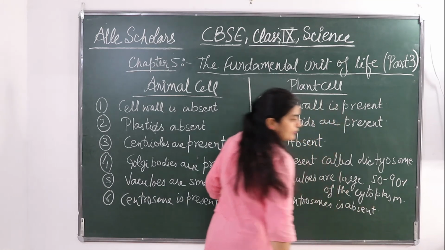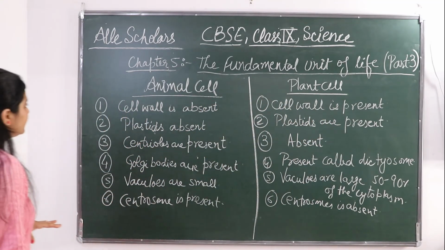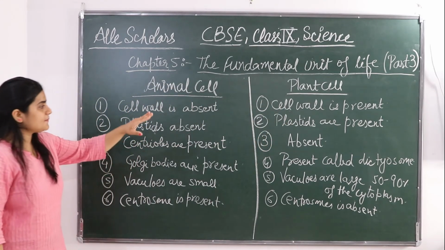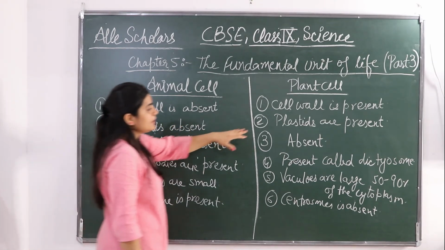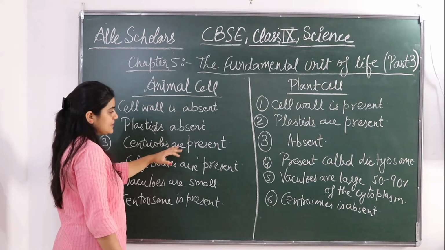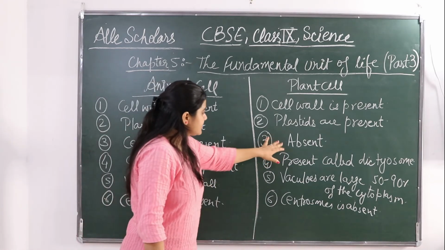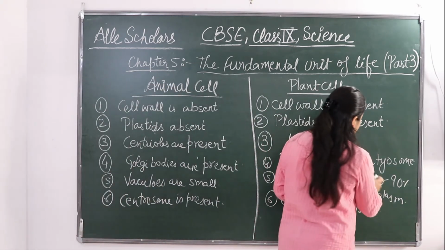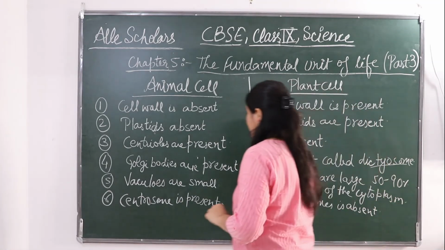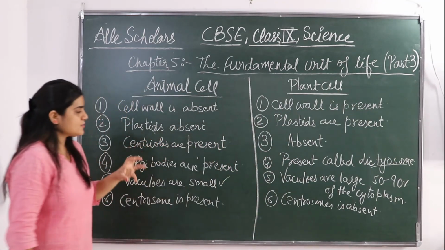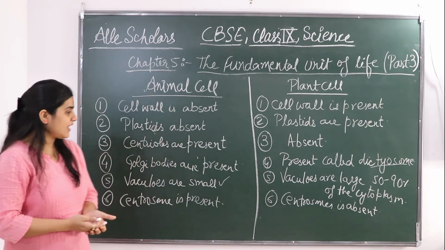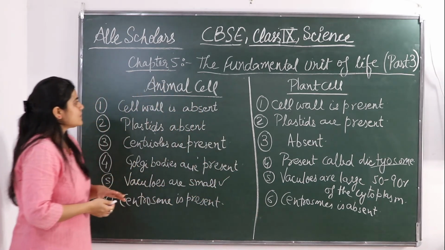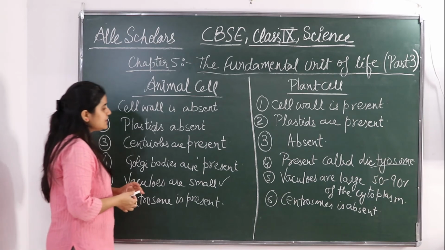So this was about the difference between the plant cell and the animal cell. Cell wall is absent, cell wall is present. Plastids are absent, plastids are present, which help in photosynthesis. Centrioles are present, which help in cell division, but are absent in plant cell. Golgi bodies are present, but in plant cell are called dictyosomes. In animal cell, small vacuoles are there. In plant cell, one large big vacuole is present. Centrosome is present and centrosome is absent.